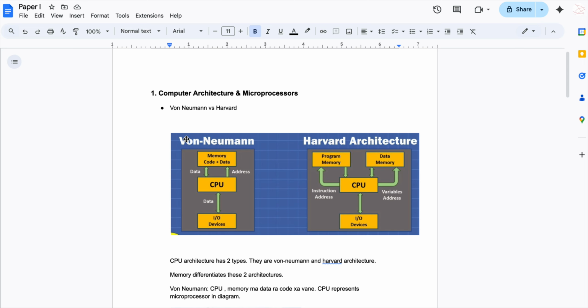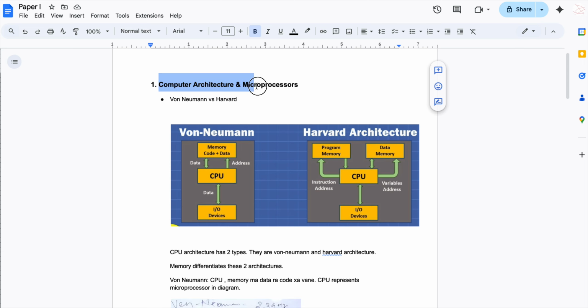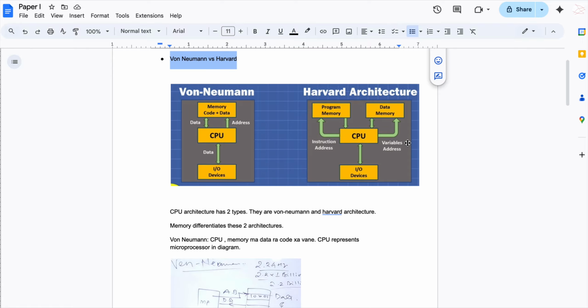Let's start with that. In computer architecture, there's the CPU here, memory, and the IO device, and this is the CPU as a whole. So we are just talking about the architecture of the CPU, how the CPU communicates with other components for getting the data. Similarly, the same kind of thing happens in the hardware architecture. Basically, there are two main types of architecture, which are von Neumann and Harvard.